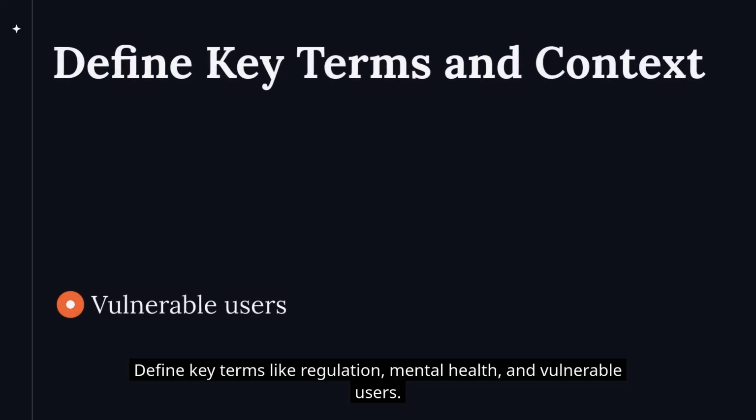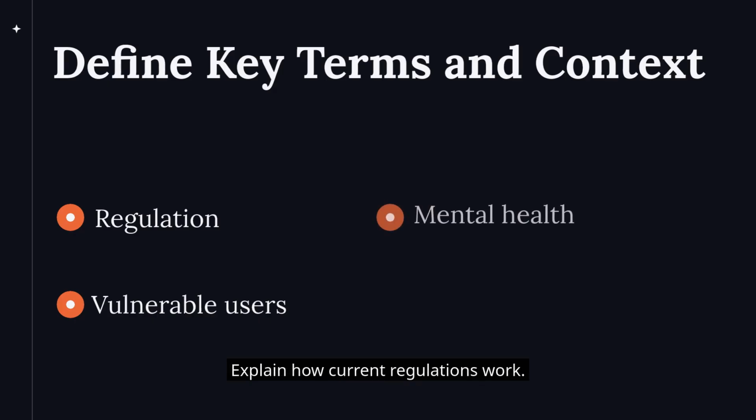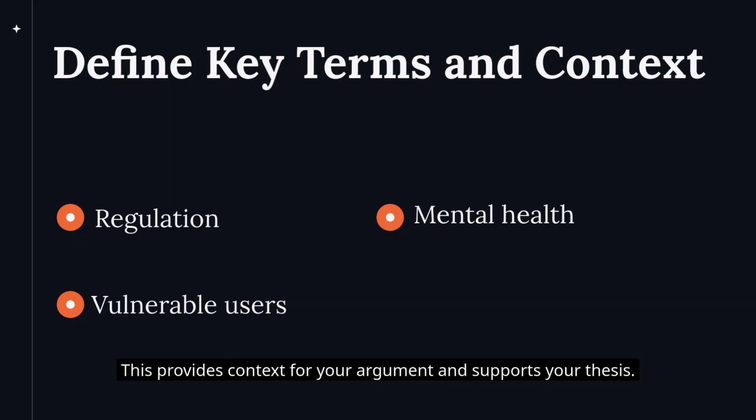Define key terms like regulation, mental health, and vulnerable users. Present brief statistics or studies to show the importance of the issue. Explain how current regulations work. This provides context for your argument and supports your thesis.